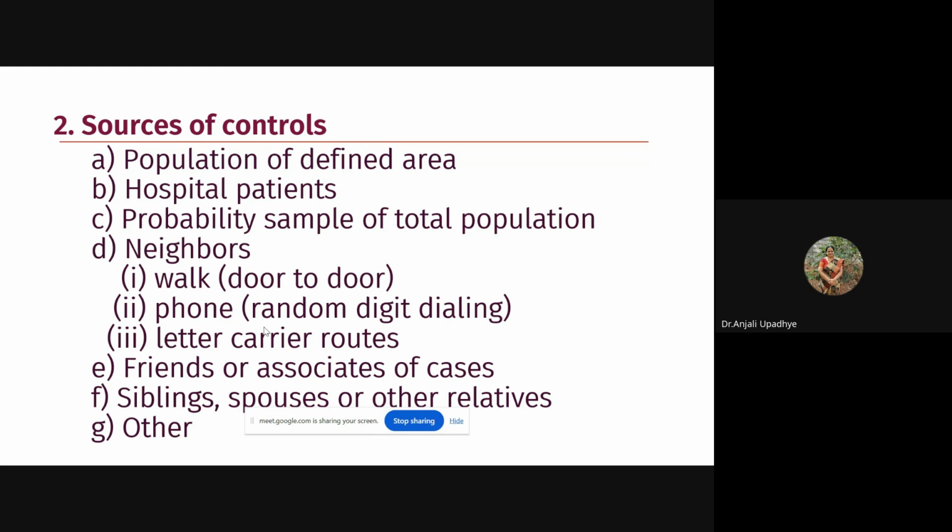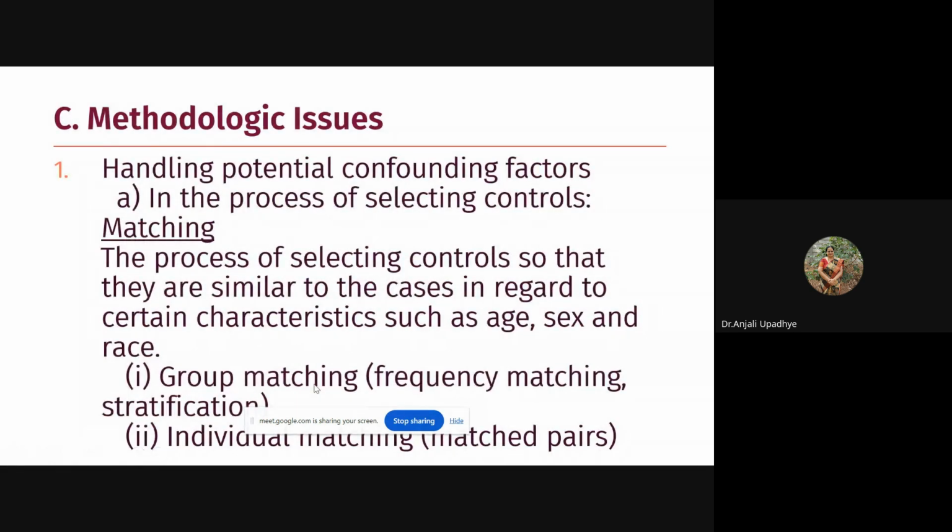So the sources of the controls are the population of a defined area, hospital patients, probability samples, or neighbors, door-to-door, phone, letter carriers. These are some of the ways that we can find the controls.